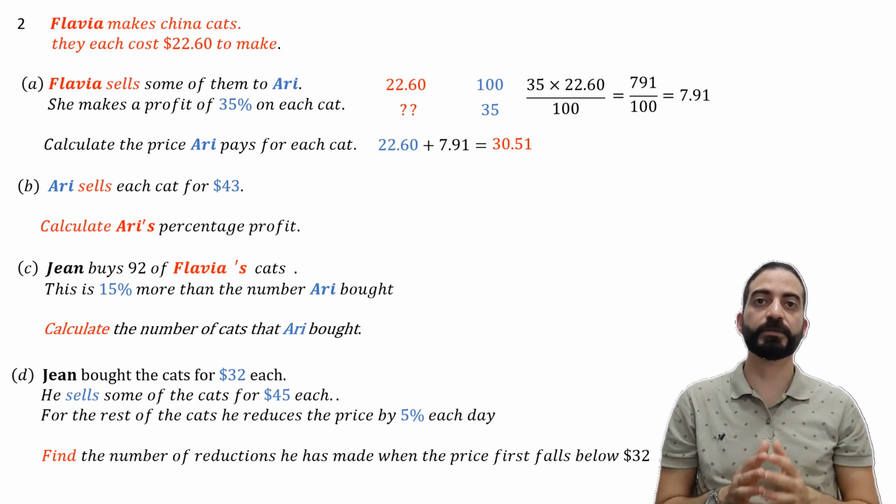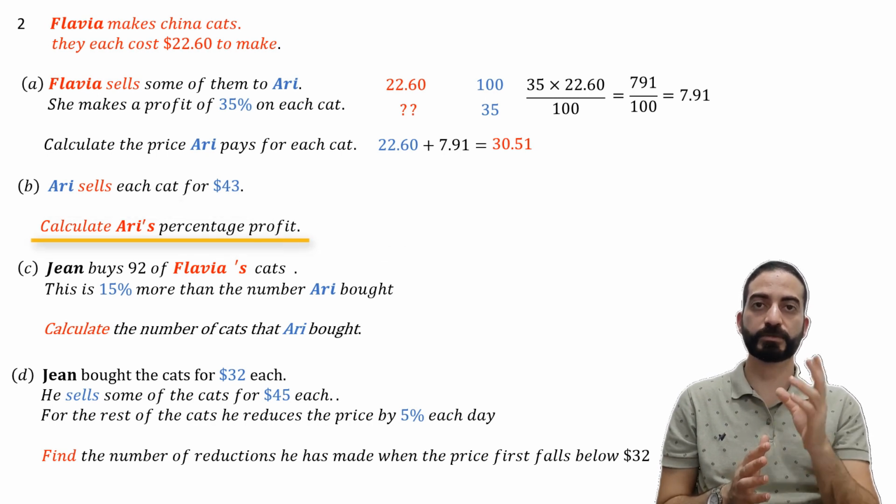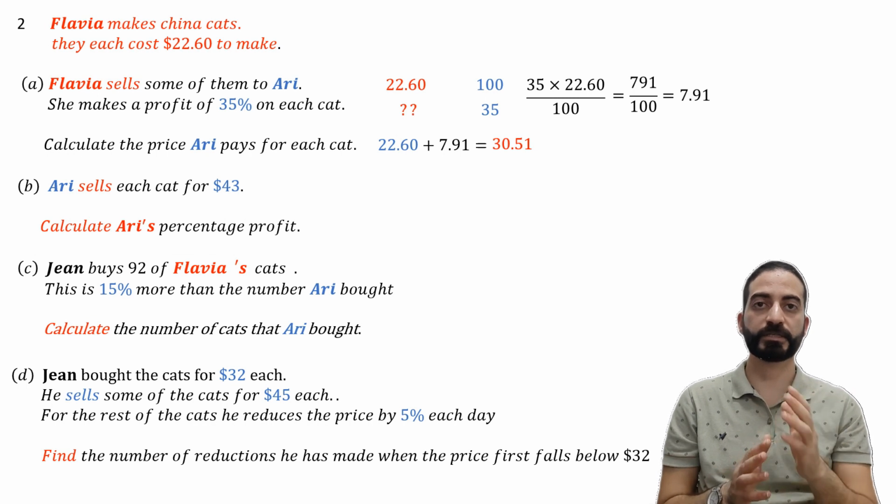Now moving to part B: Ari sells each cat for $43. Calculate Ari's percentage profit. Ari bought them for $30.51 and sold them for $43. This means that when we do subtraction, we will get Ari's gain in dollars.